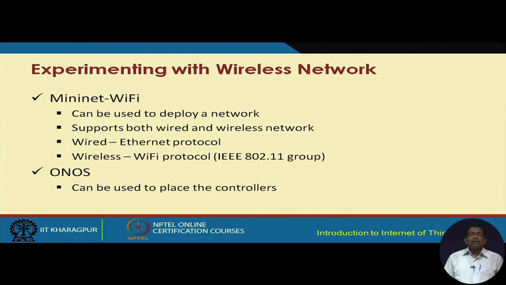Now, what is required is to experiment with these wireless networks. So, what are the different platforms that are available? Mininet traditionally did not have any wireless support, but recently there is Mininet Wi-Fi available, which can be used to deploy a network. Mininet Wi-Fi can help support both wired and wireless networks. Wired implements the Ethernet protocol, wireless implements the 802.11 class of protocols. So, this is one platform that is available, Mininet Wi-Fi.